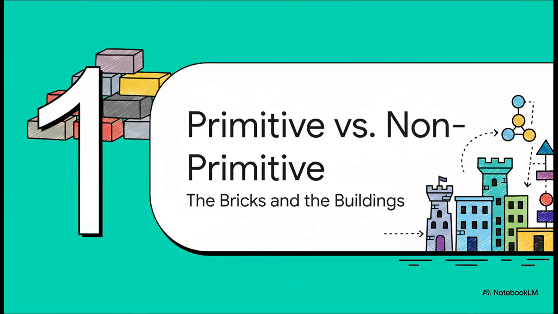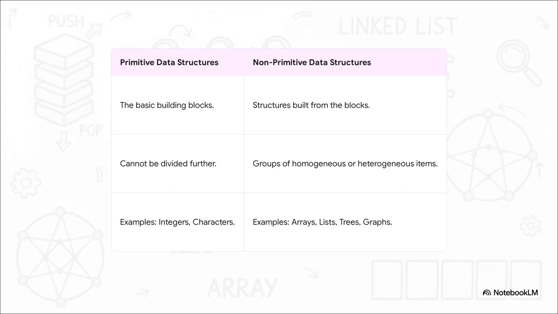Okay, so before we can build our digital library, we gotta understand our building materials. Data basically comes in two fundamental forms. You've got your basic bricks, and then you've got the complex buildings we actually make from them. And this slide lays it out perfectly. Over on the left, you've got primitive data structures. Think of these as the individual Lego bricks, a single number, a single letter. They're the absolute basics, and you can't break them down any further.